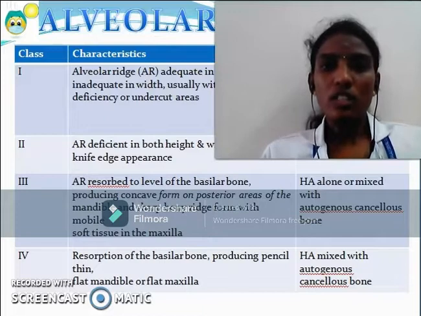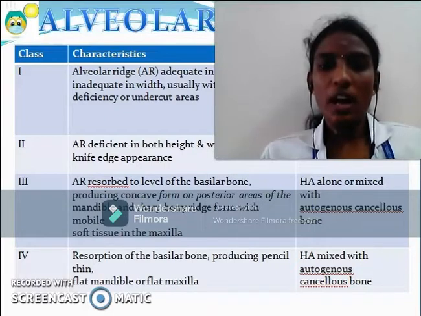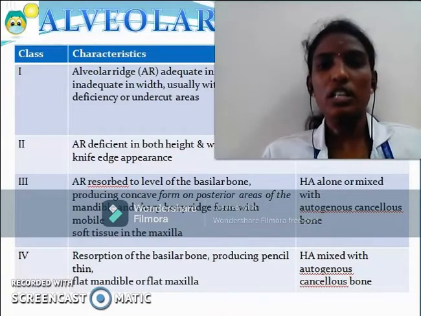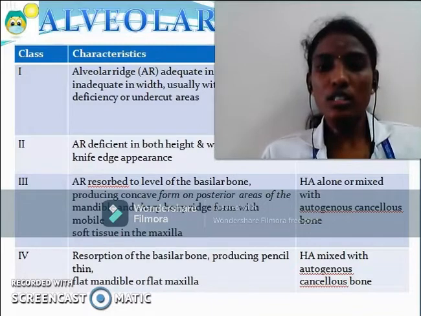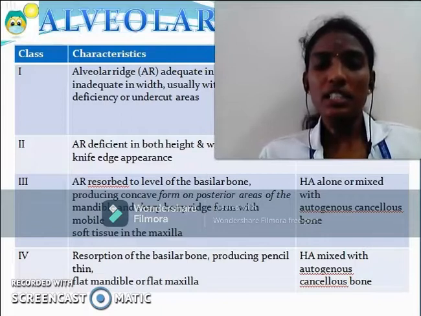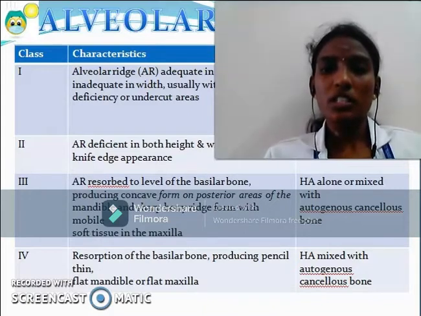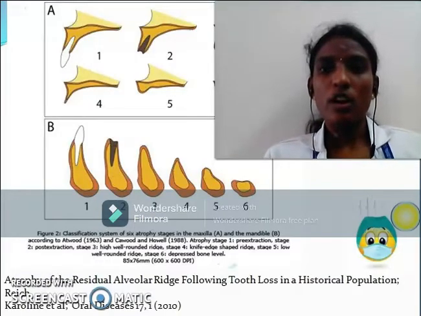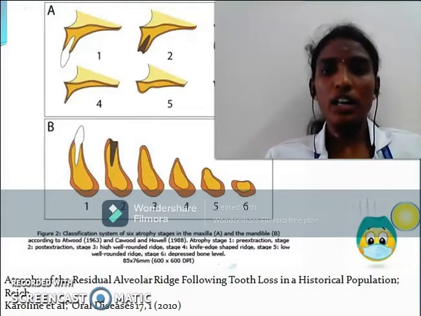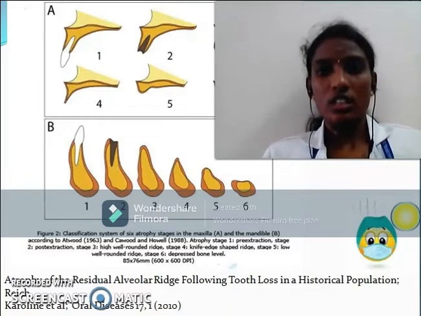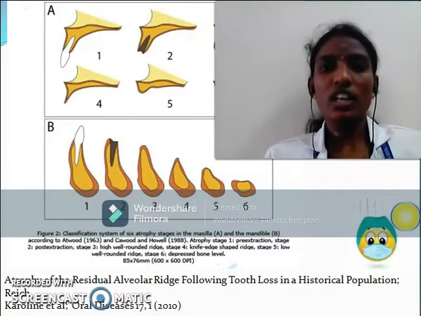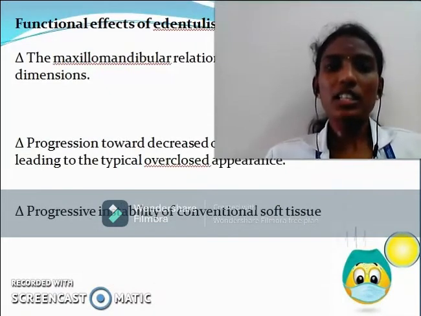In class 3, the alveolar atrophy is resorption to the level of basilar bone, producing a concave form of the posterior area of the mandible and a sharp bony ridge with mobile soft tissue in the maxilla. Hydroxyapatite alone or mixed with autogenous cancellous bone can be used. In class 4, there is resorption of the basilar bone, producing a pencil-thin, flat mandible or flat maxilla. Hydroxyapatite mixed with autogenous cancellous bone is used. Modifications include class 5, with no wall defect, buccal wall, and multi-wall defect, and class 6, which is a marginal resection and continuity defect.